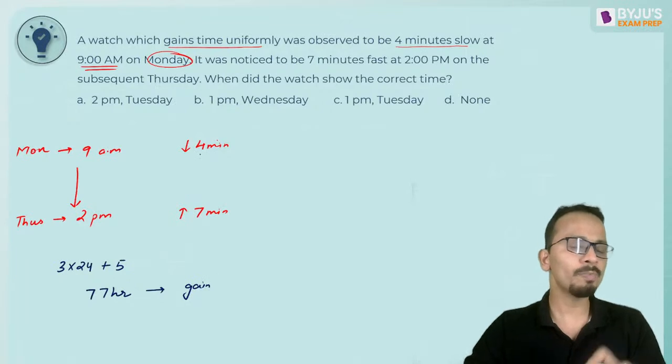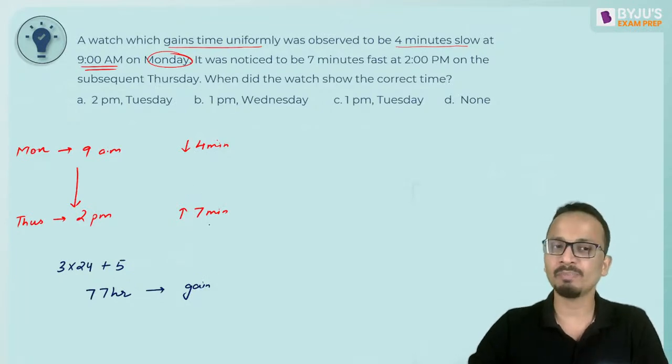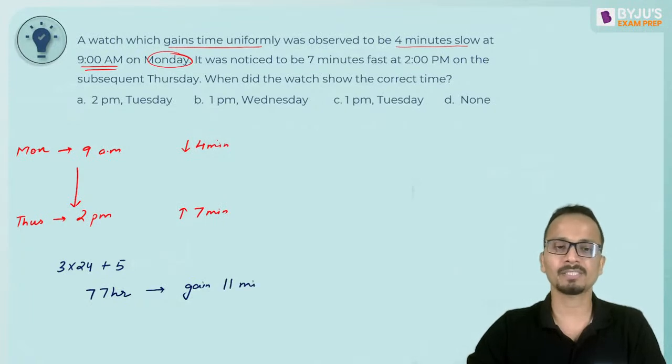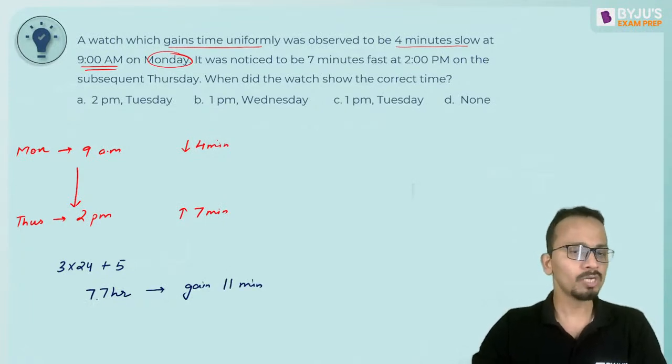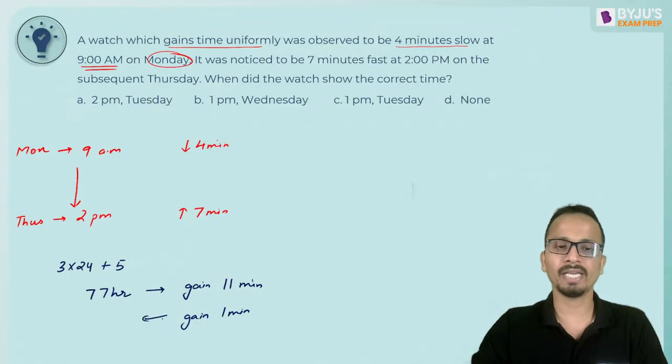Earlier it was 4 minutes behind, now it is 7 minutes ahead. So that means a total of 11 minutes. Alright. So in a total of 77 hours, the clock will gain a total of 11 minutes. Right. So to gain 1 minute, how much time will the clock take? The clock will take 7 hours.